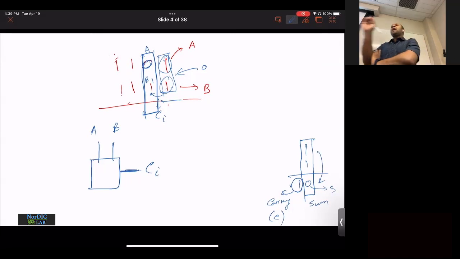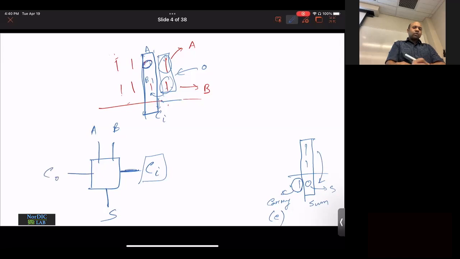Because that's a different type of input. Remember, A and B are ready to go. You already know what A and B are going to be to start with, but you do not know what C is going to be. So it's a different type of input, which will have to wait for the previous stage. So to distinguish that, we decided to just show it in a different way. And what's going to be your output? You have a sum and you have a carry out for the next stage.